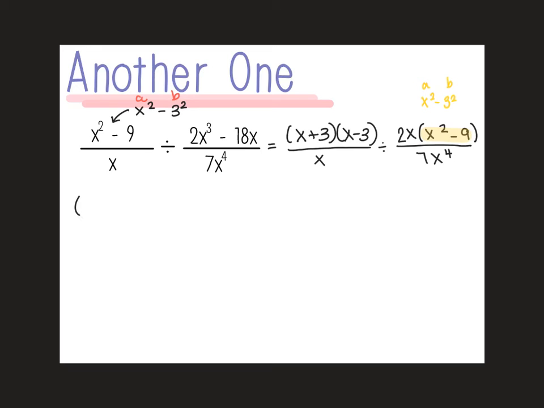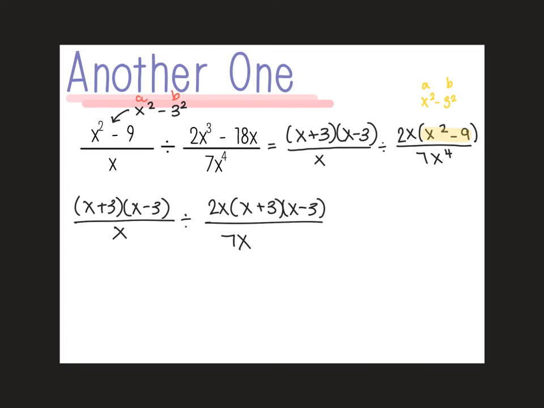So when I rewrite, I'm going to keep my first fraction the exact same. The 2x will stay, but x squared minus 9 is going to be rewritten as x plus 3, x minus 3, all over 7x to the 4th. Then I state any domain restrictions. So currently, x cannot equal 0. And then I'm going to keep. So this will stay x plus 3, x minus 3, all over x.